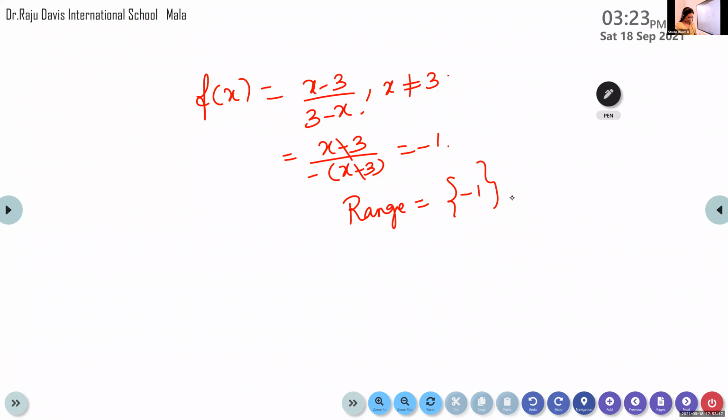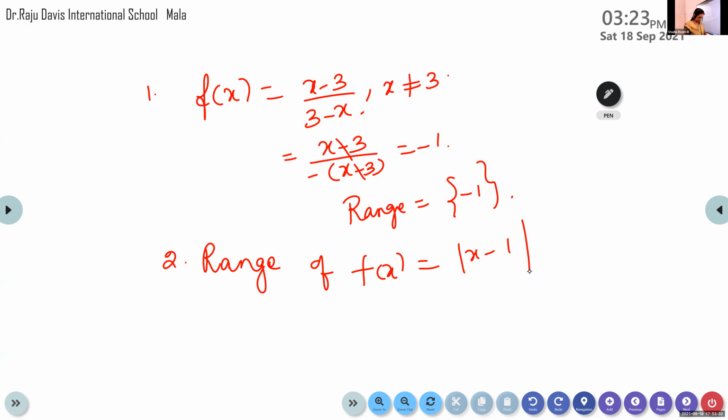Write the next one. Second one, the range of the function f of x is equal to modulus of x minus 1. What is the range of this function? Modulus of x minus 1. What will be the range?